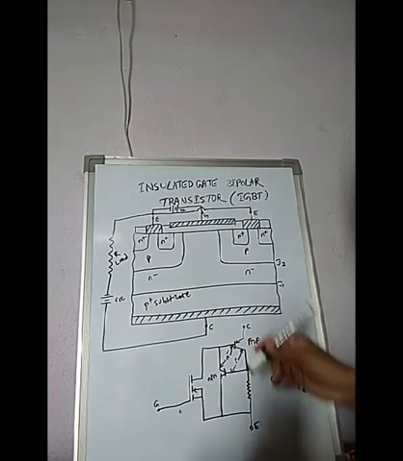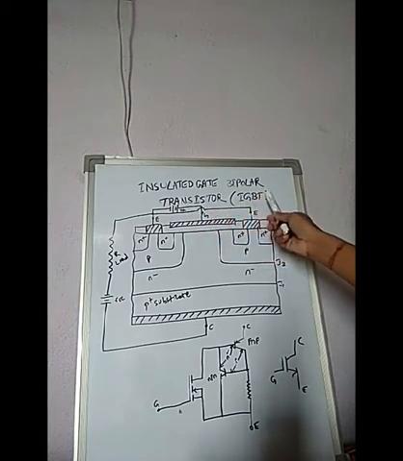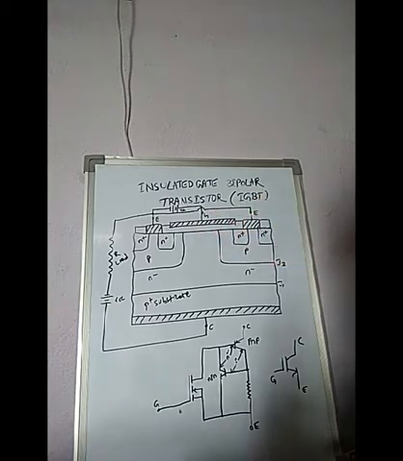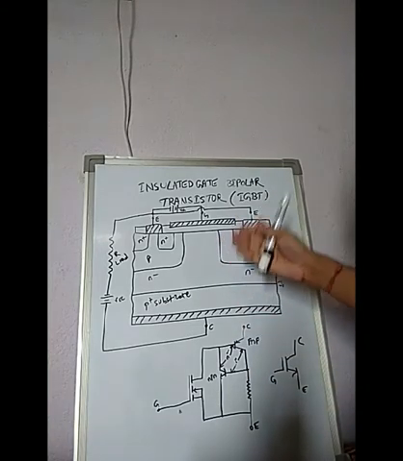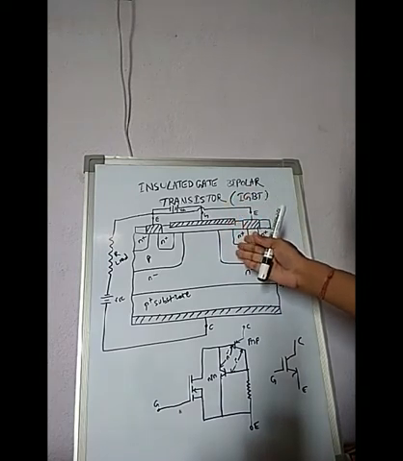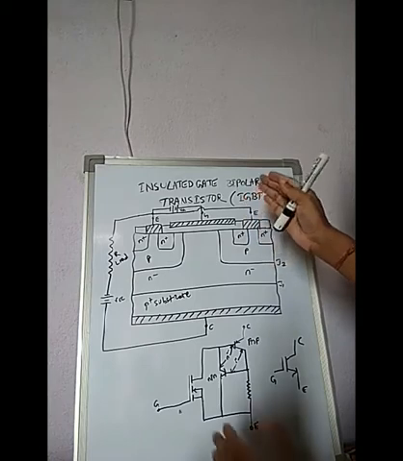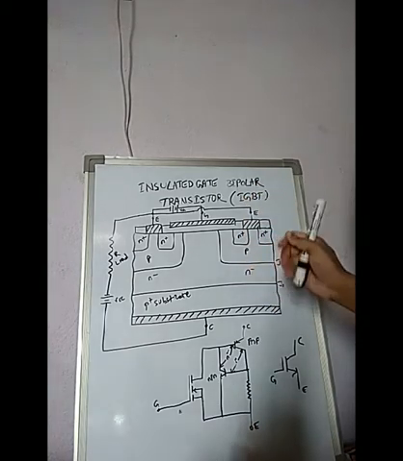So the next part is insulated gate bipolar transistor, that is IGBT. Okay, so what do you mean by IGBT, where does it come from? IGBT is a new development which is the combination of the good points of the power MOSFET and BJT.